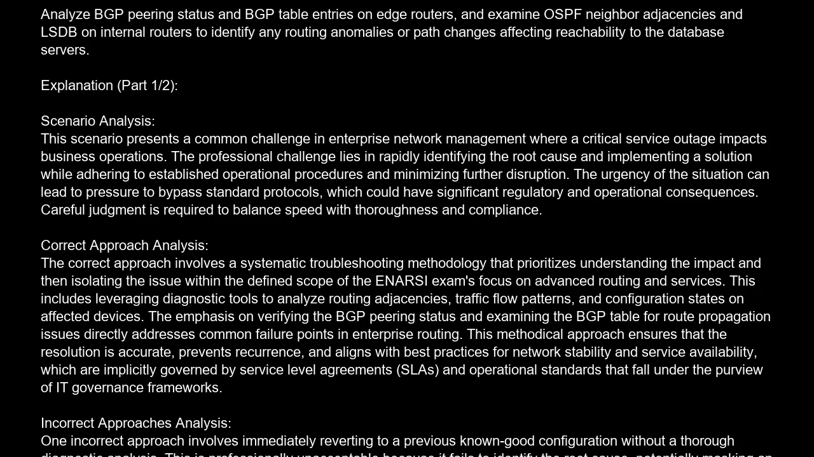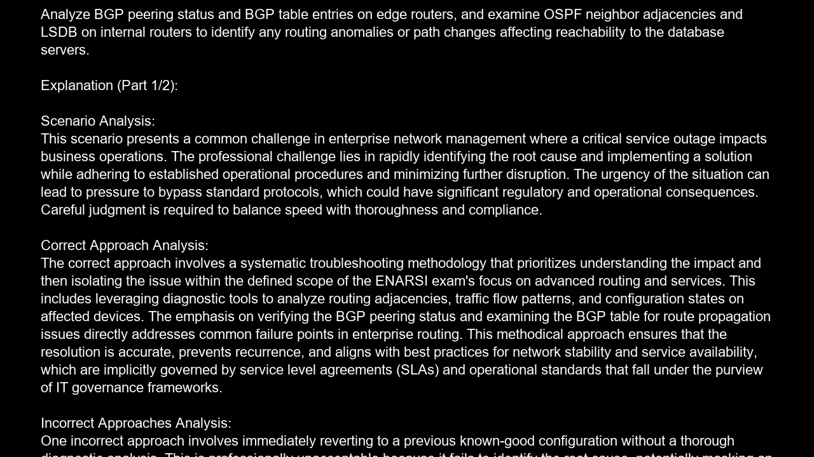Explanation. Scenario analysis. This scenario presents a common challenge in enterprise network management, where a critical service outage impacts business operations. The professional challenge lies in rapidly identifying the root cause and implementing a solution while adhering to established operational procedures and minimizing further disruption. The urgency of the situation can lead to pressure to bypass standard protocols, which could have significant regulatory and operational consequences. Careful judgment is required to balance speed with thoroughness and compliance.